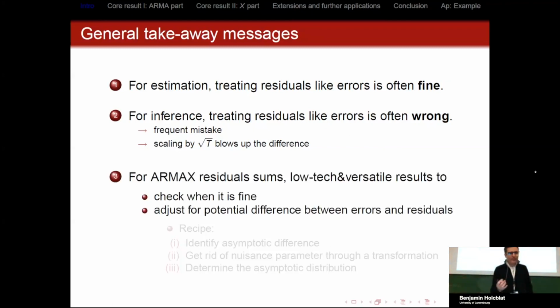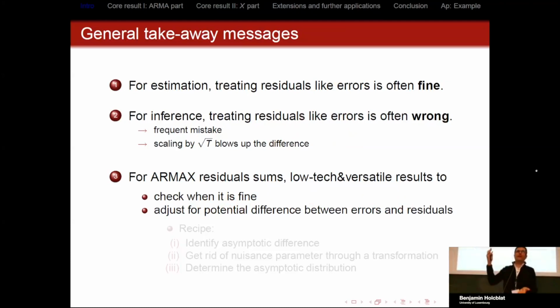And given these two salient features, what this paper is doing is that it provides a very low-tech, versatile toolbox to deal with the inference. So first, this toolbox allows you to check when it is fine to replace the errors by the residuals, even for inference.